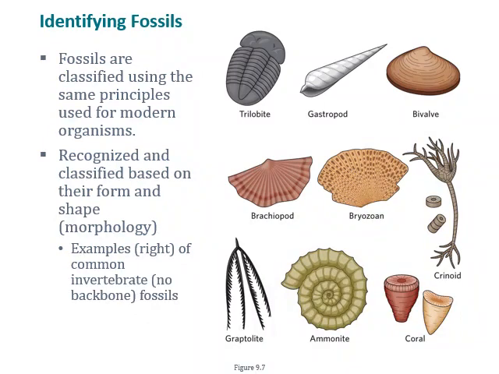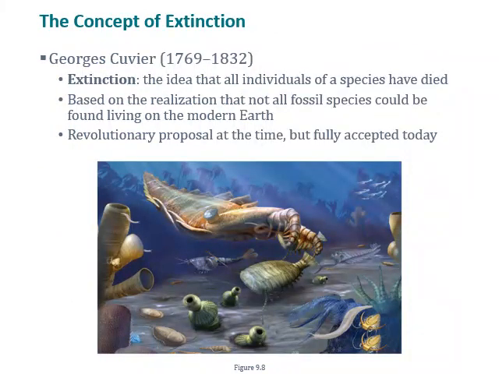The concept of extinction arrives from understanding that we see animals and plants of a certain morphology in the fossil record at one point in time that are later to have disappeared. They do not exist in the fossil record or on modern Earth. So at the time that this was proposed by Cuvier in the 17 and 1800s, it was revolutionary, but it is fully accepted today in the scientific community.